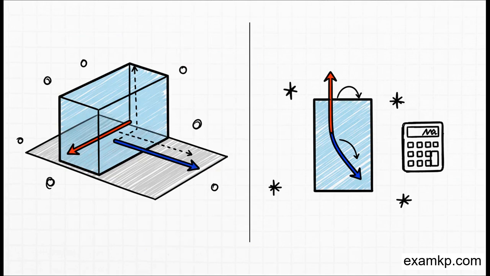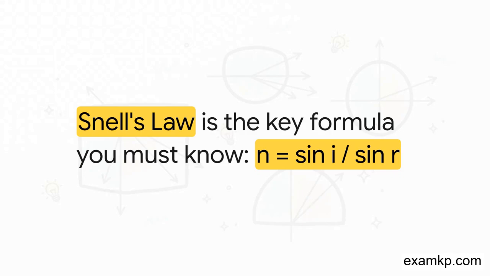Now, there are two main laws that control this bending. The first law is pretty straightforward. It just says that the incoming light ray, the bent ray, and the normal, that's just an imaginary line we draw at 90 degrees to the surface, they all lie on the same plane. But the second law, that's the superstar. That's the one that helps us with all our calculations, and it's called Snell's law.